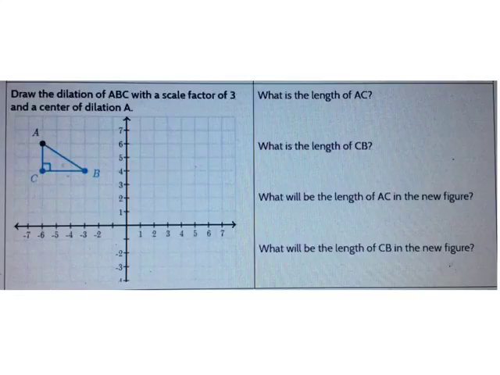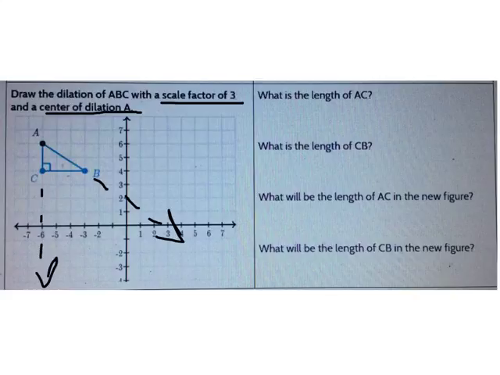Let's look at another example. Draw the dilation of ABC with a scale factor of 3 and a center of dilation at A. This time everything will be expanding out from point A along straight lines. First, what's the original length of AC? It's 2. What's the original length of CB? It's 3. So what will the length of A prime, C prime be?